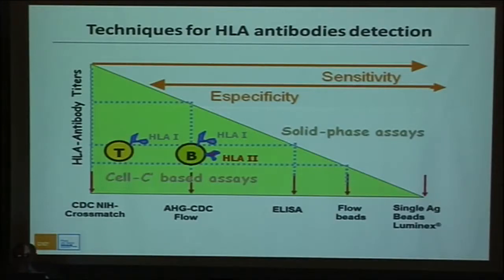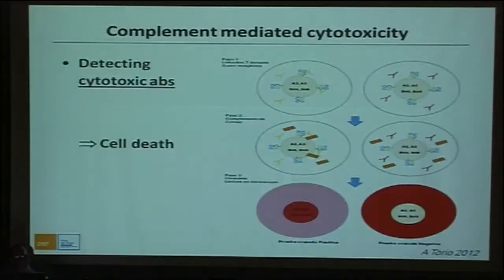And then the last decade has faced the solid phase assays, which do not take the true reactions in the lab of cell death that CDC cross-match or flow cross-match saw in the previous years. You see directly the antibodies that the patient has in the blood that will or will not react with the antigens of the donor whose kidney is transplanted. Initially it was an ELISA technique, then the flow beads, and more recently the single antigen beads with the Luminex technology that I will show you in a moment.